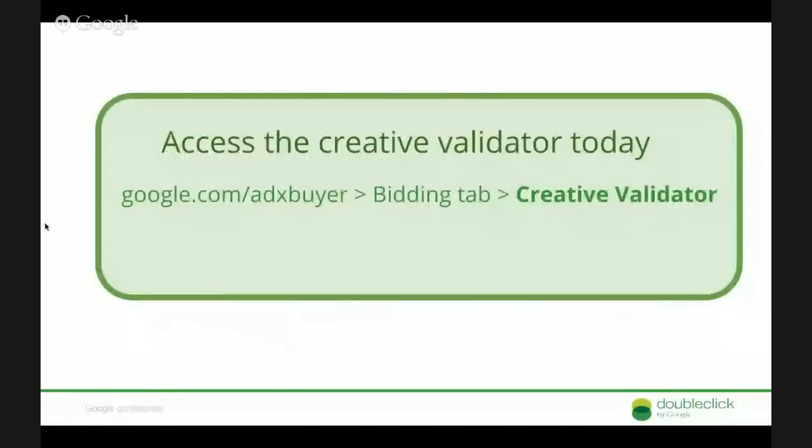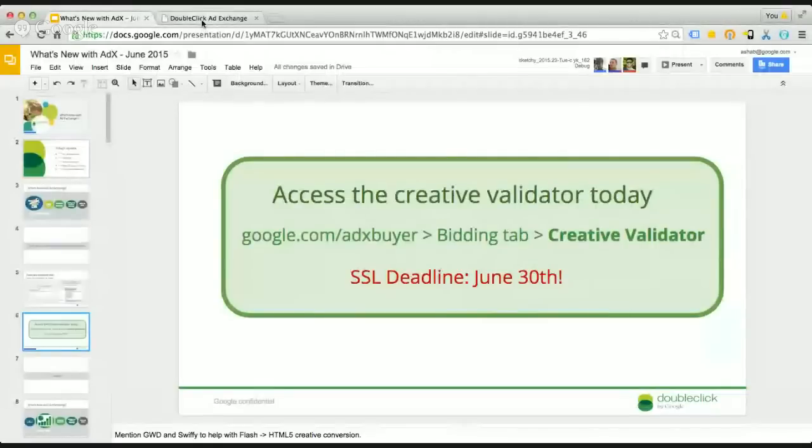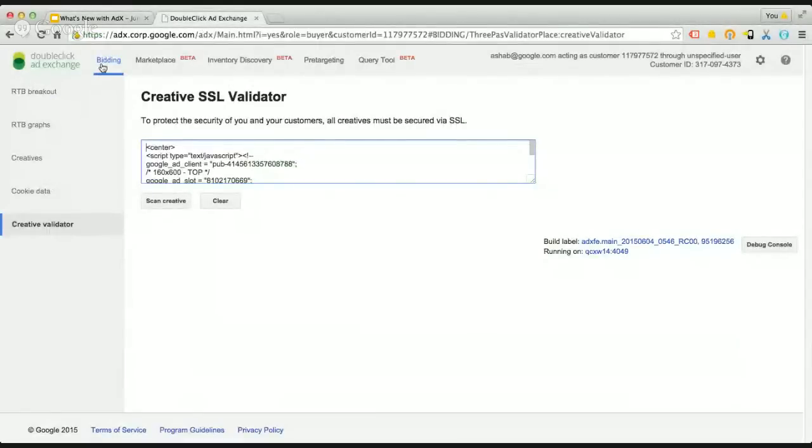Everyone should have access. If you're within the AdX buy-side UI, in the upper left-hand corner there's a tab called Bidding, and underneath that one of the options you'll see is called Creative Validator. So if you go to that tab, you can follow along as we go through the demo. Use your own creative if you'd like. Keep in mind that all of our ads will be requiring SSL by June 30. At this point, I think we're requiring SSL for 50% of creatives, and we'll bump that up to 100% by the end of the month. So this is very important for everyone to make sure that their creatives are actually SSL compliant.